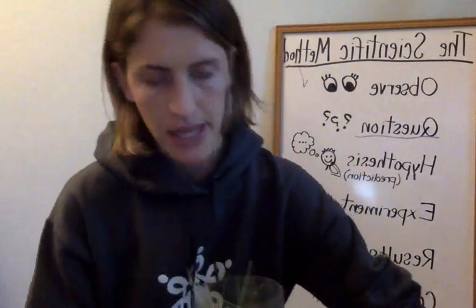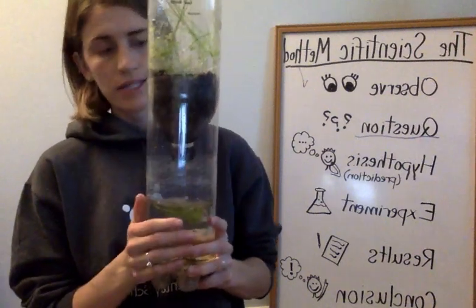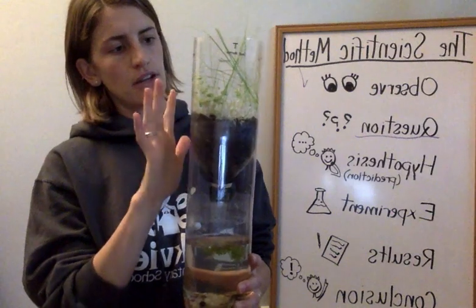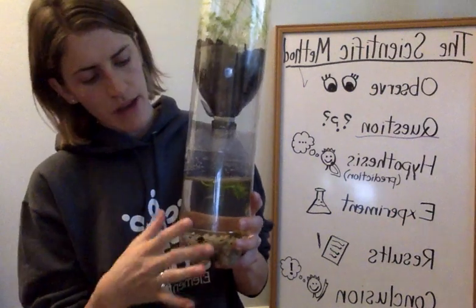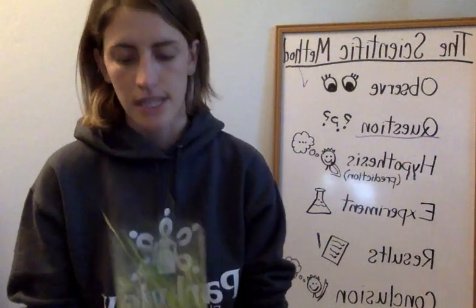So here is my ecosystem that's going to get polluted. It's just like all of our other ones. It has isopods and crickets in the top. There's 4 different plants growing, and then we have the duckweed, Elodea, mosquito fish, and snails in the aquarium.